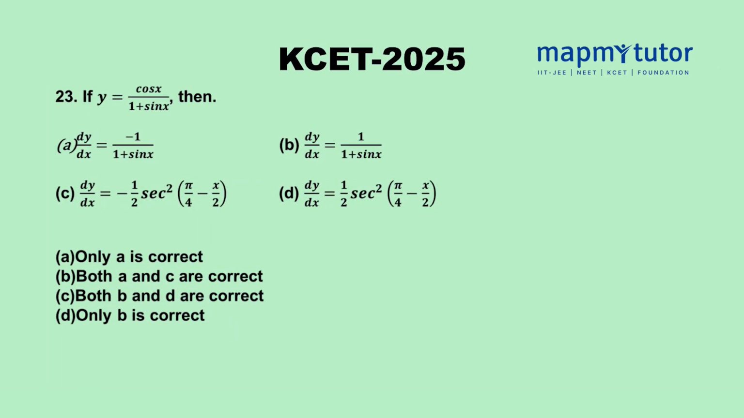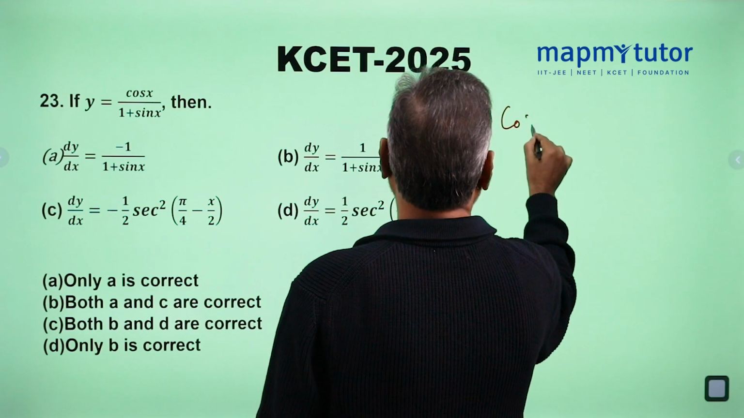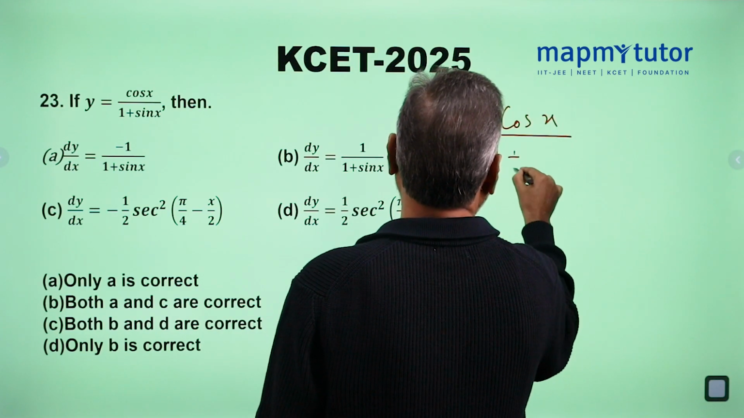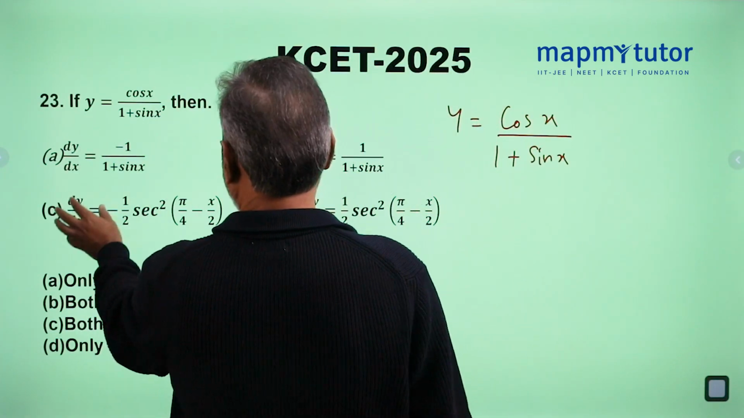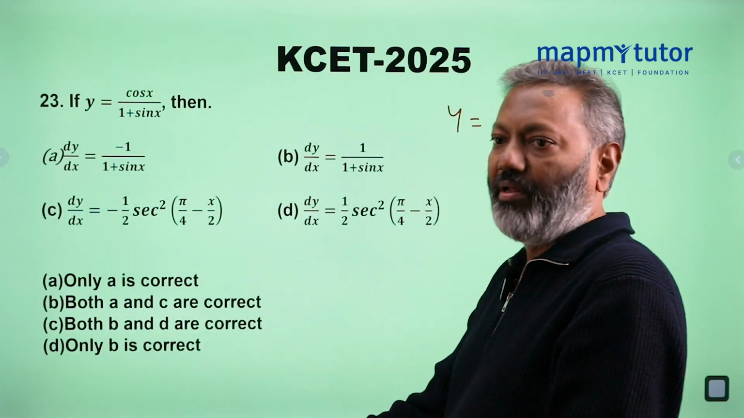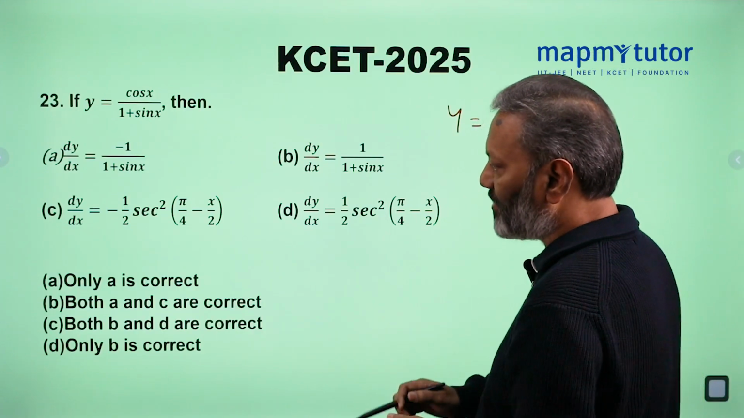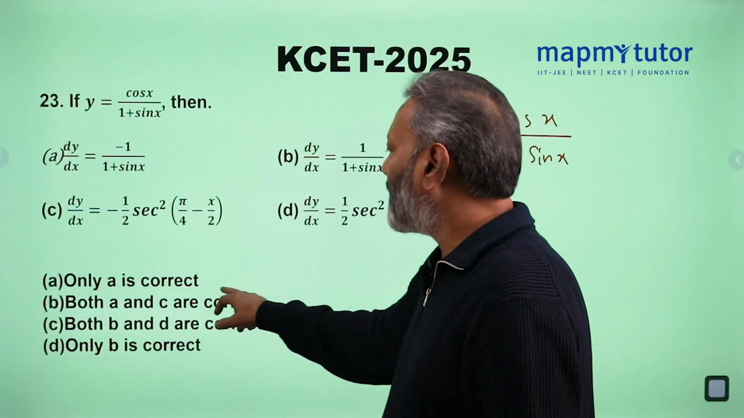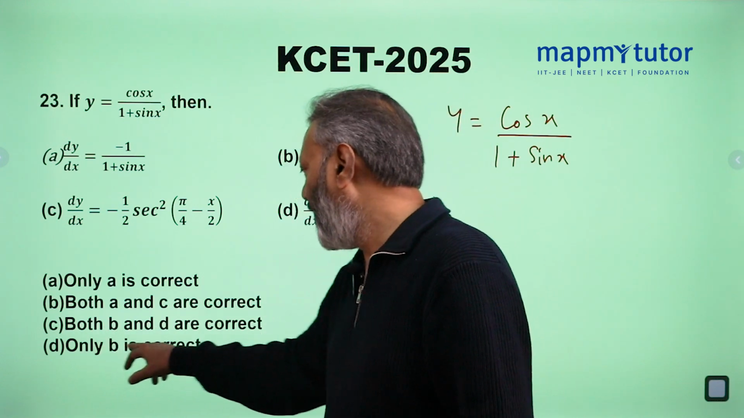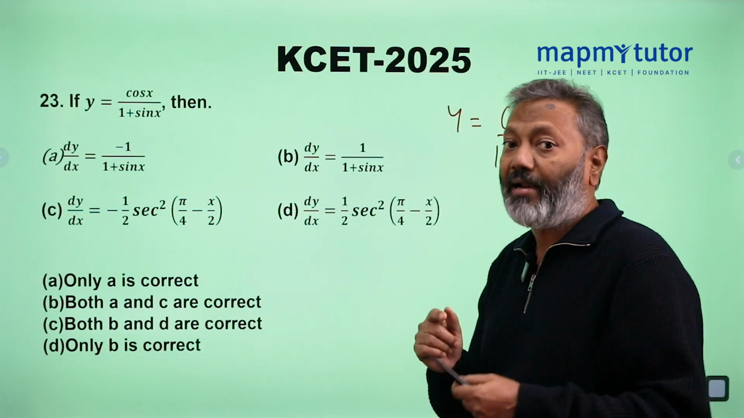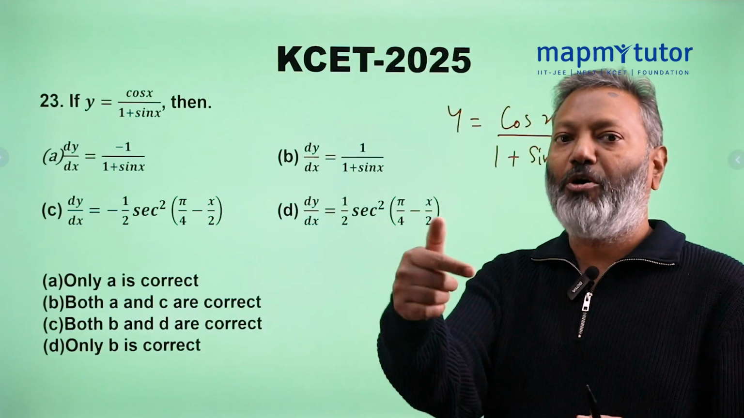Y is equal to cos x by 1 plus sin x. What is y given? Cos x by 1 plus sin x, right? Then dy by dx, that is our job, to find out dy by dx. But look at the options. Only A is correct. Both A and C are correct. Both B and D are correct. Only B is correct. That means they are trying to give the more than one option model.